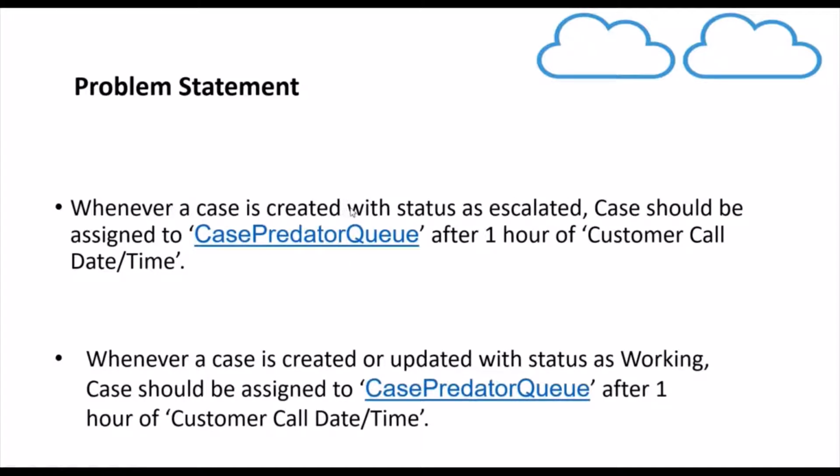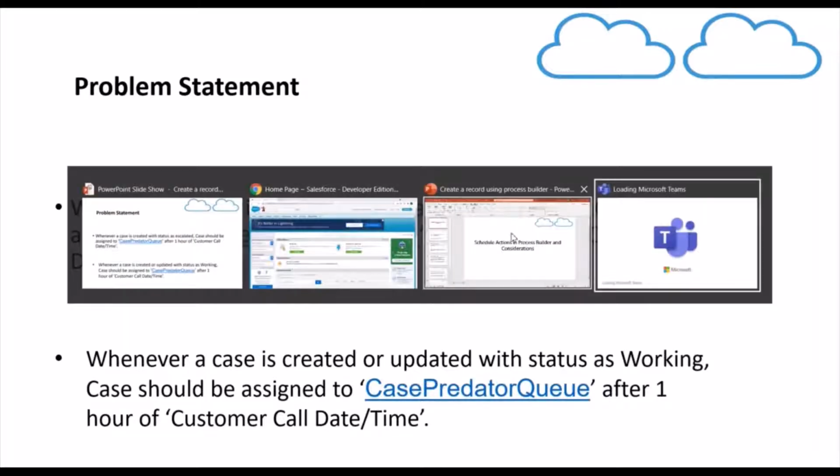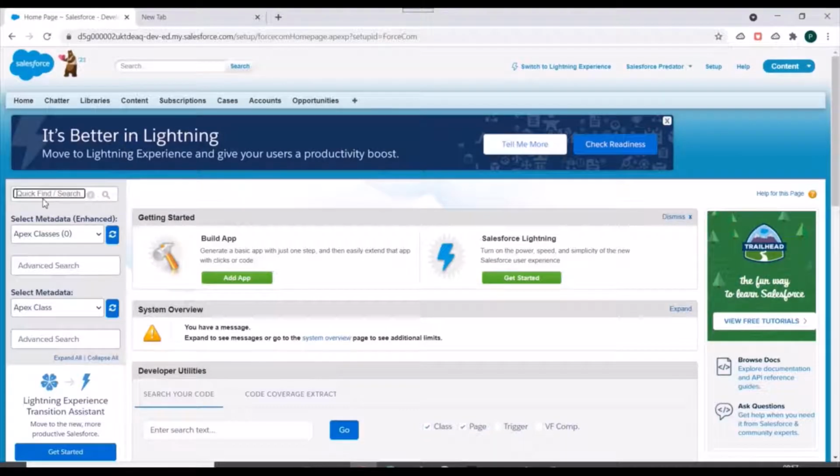Whenever a case is created with status as escalated, the case should be assigned to this queue, case predator queue, after 1 hour of customer call date time. This is a custom field we have created for demo purposes. So we'll go to our Salesforce org and search for process builder.